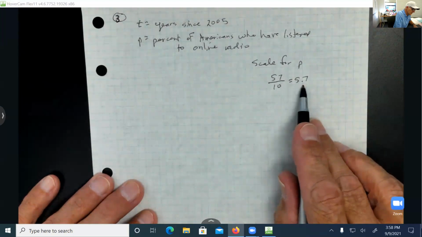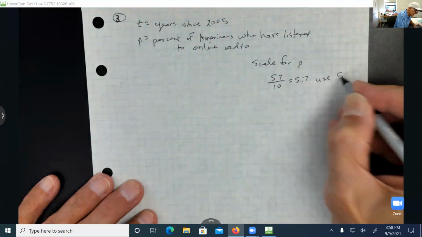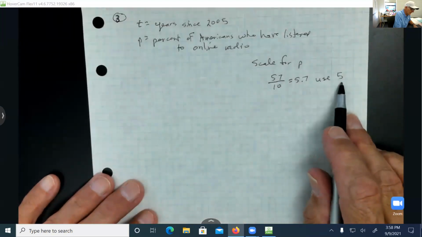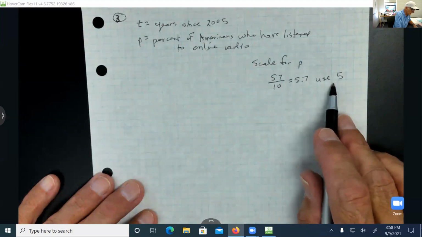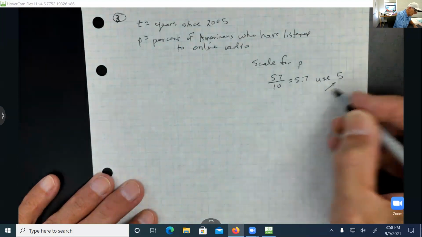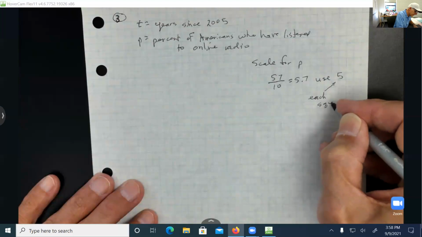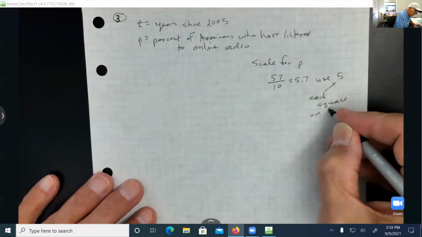And then I'm going to round to something convenient. A convenient value will be 5, so I'm going to use 5. Now I could use 6, but I can count multiples of 5 easier, 5, 10, 15, 20, than multiples of 6. So when I make my graph, each square is going to be 5. Maybe we'll write that in our notes for emphasis, each square on the graph.